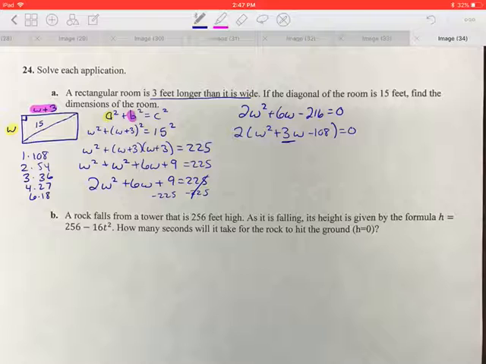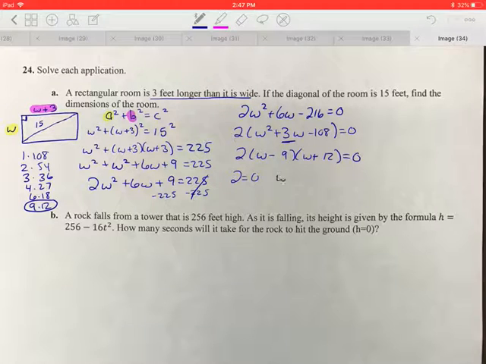I'm getting closer. It's not divisible by 7. It's not divisible by 8. And then I get 9 times 12. Now that looks promising. So if I do a 9 and a 12, if I make the 12 positive and the 9 negative, that'll give me the 3 in the middle. All right, so I set each part equal to 0. The 2 equals 0 doesn't give me a solution. I get W equals 9 and W equals negative 12.